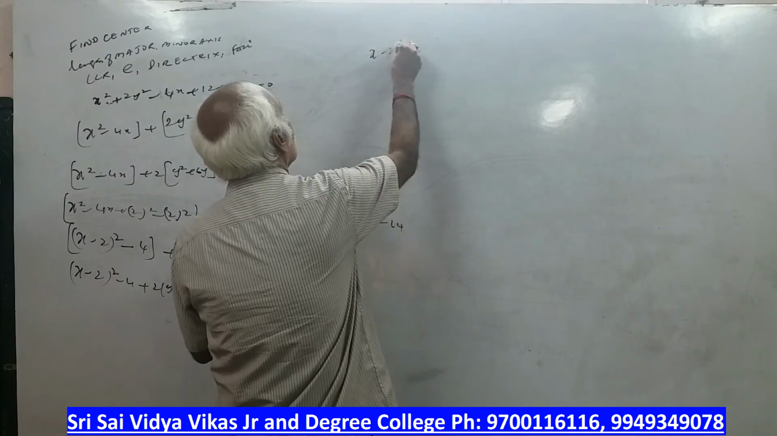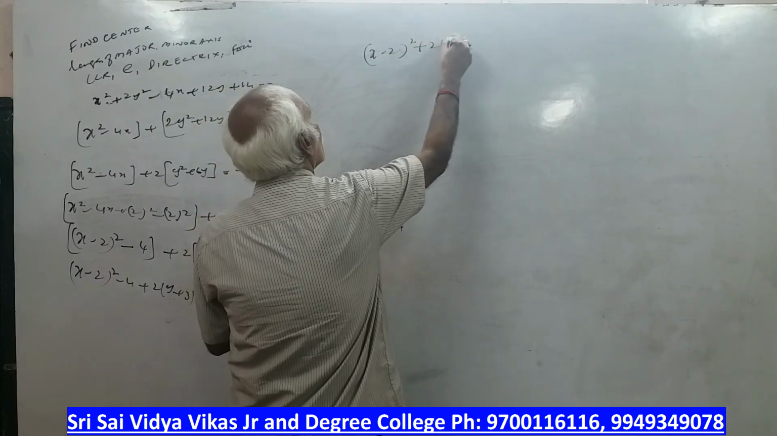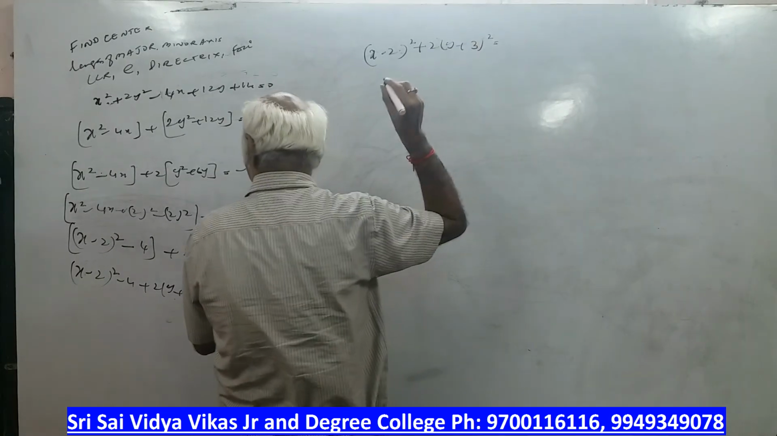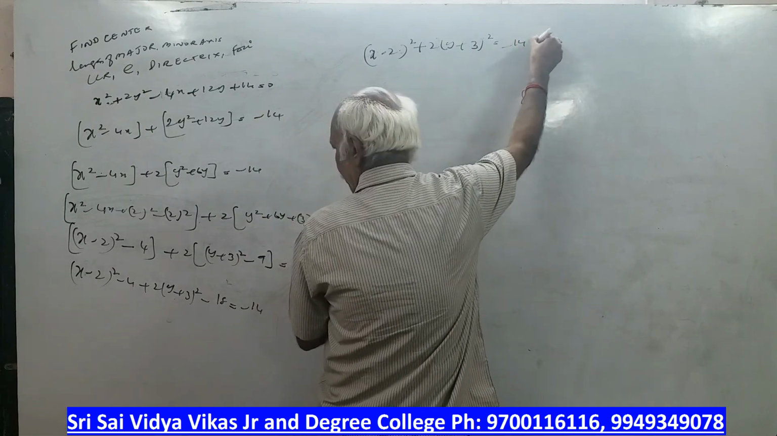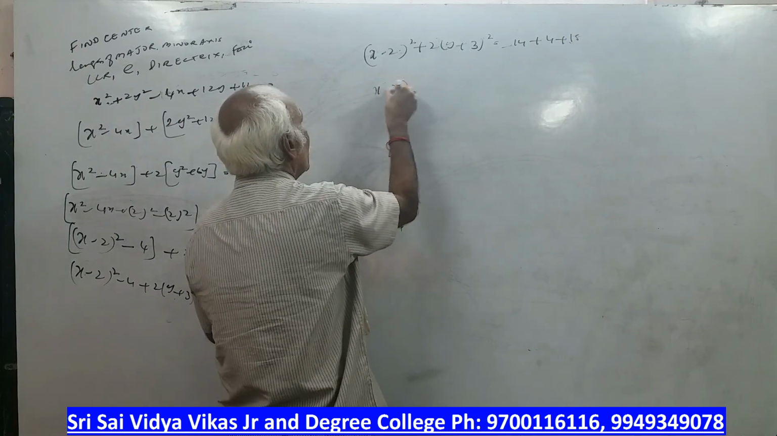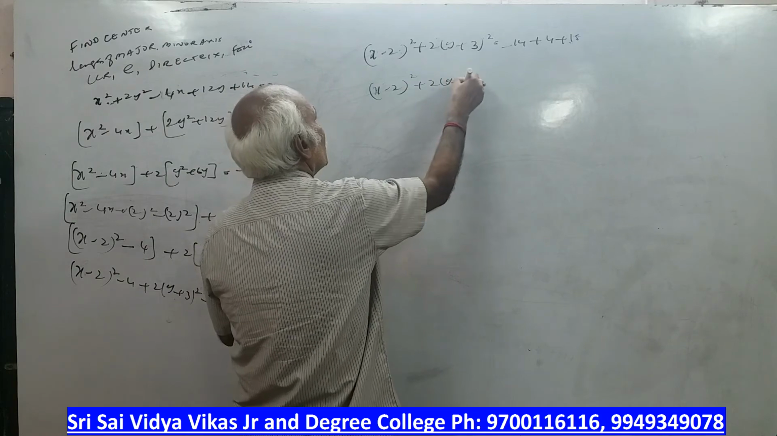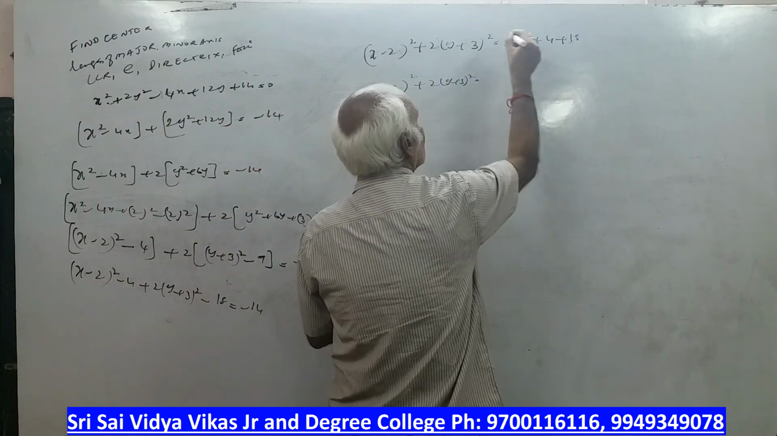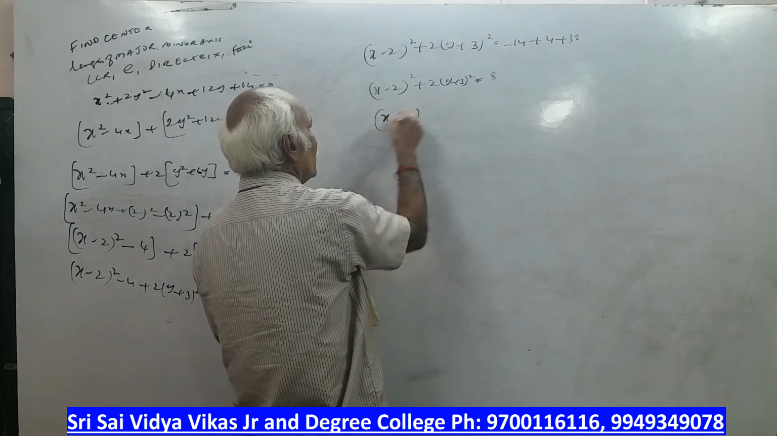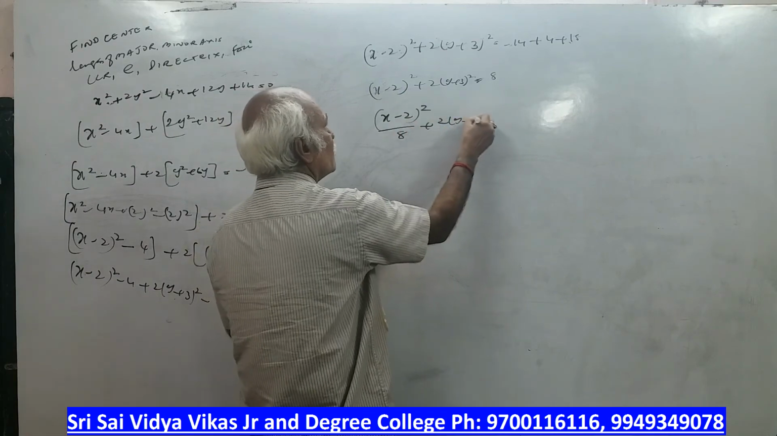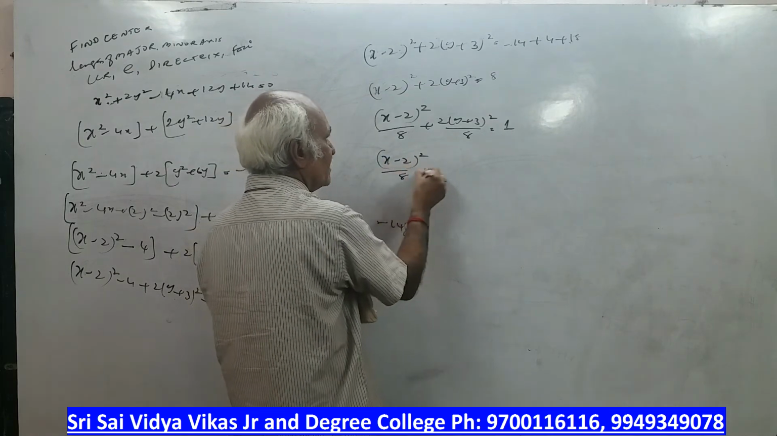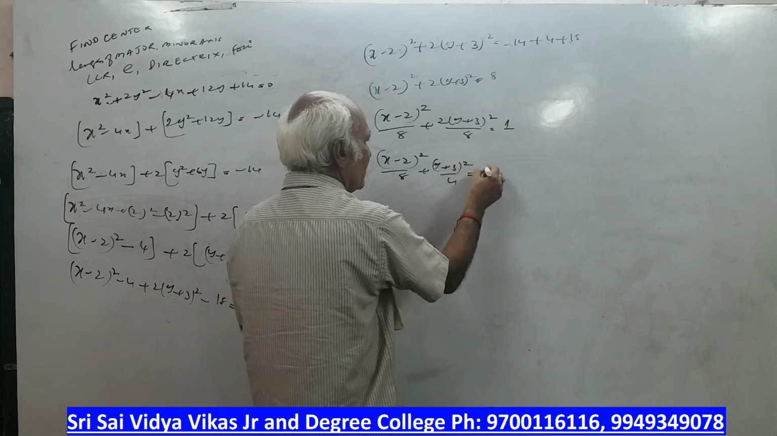So what will happen? x minus 2 whole square plus 2 into y plus 3 whole square is equal to minus 14 plus 4 plus 18. So x minus 2 whole square plus 2 into y plus 3 whole square, this is minus 14 minus 10 plus 18, so 8. So x minus 2 whole square by 8 plus 2 into y plus 3 whole square by 8 is equal to 1. x minus 2 whole square by 8 plus y plus 3 whole square by 4 is equal to 1.